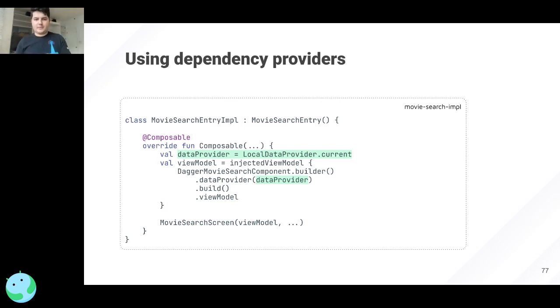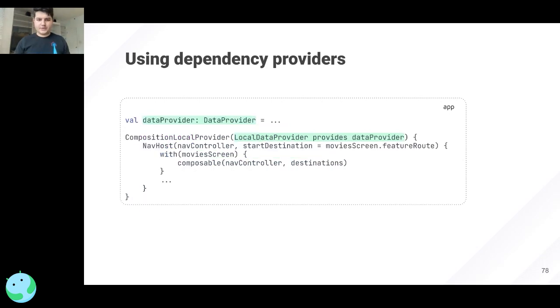However, we need somewhere to provide this data provider, right? Because it will not appear out of nowhere. So what we can do here, we're coming back to the application module, the root injector module of our application. And if you remember, when we were setting up the nav host, as you can see here, we have a navigation host where we specify navigation graph dependencies. We can wrap all of it with a composition local provider composable function, and we can provide our data provider, right?